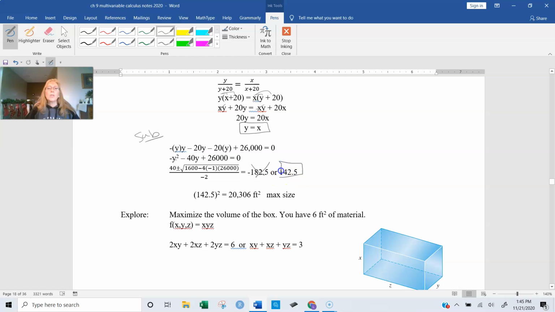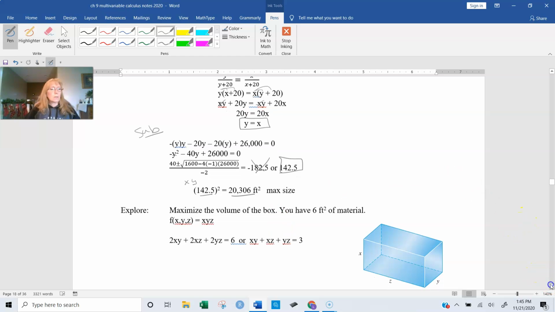So we have 142.5. I'm going to square that because we know that it's x times y and x equals y. So you're really plugging it into this equation. So it's 142.5 squared. So my max size is 20,306 feet squared. Not too bad, huh? All right, pause and try yours.